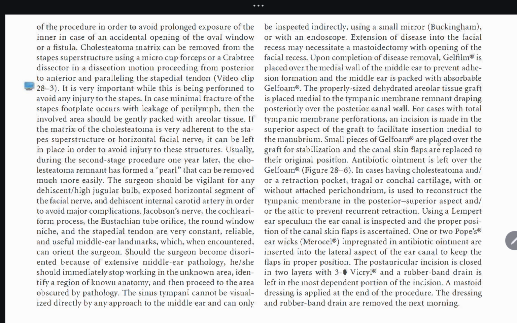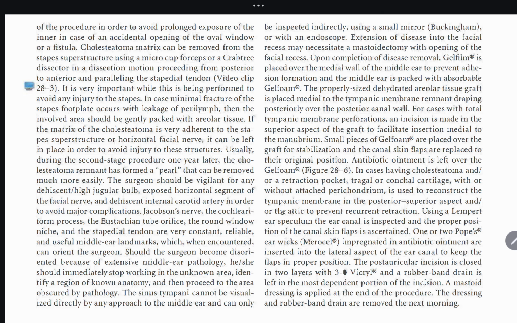Small pieces of gelfoam are placed over the graft for stabilization, and the canal skin flaps are replaced to their original position. Antibiotic ointment is left over the gelfoam. In cases having cholesteatoma and/or a retraction pocket, tracheal cartilage or conchal cartilage with or without attached perichondrium is used to reconstruct the tympanic membrane in the posterior superior aspect and/or the attic to prevent recurrent retraction.